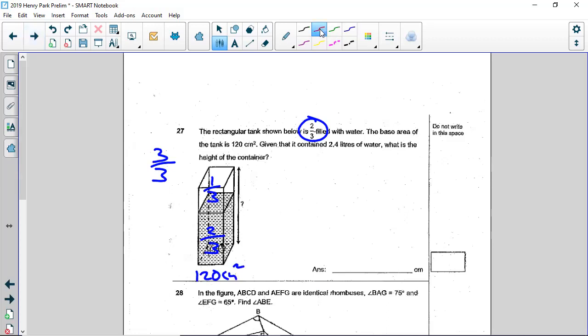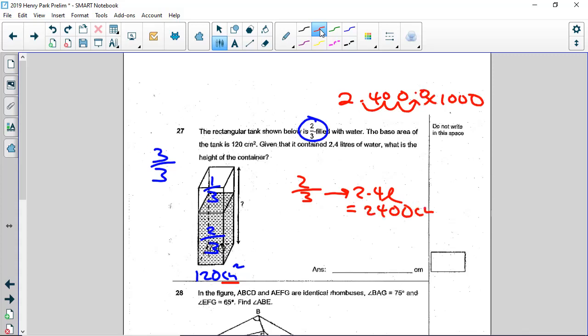What does that mean? It means that your 2/3 is 2.4 liters. And you will need to change it to cm cube because the base area is cm square. So change the liters into cm cube. So 2.4 times 1,000. You have to know how to shift the decimal point to the right. So 1, 2, 3. And so that will be 2,400 cm cube, right? And that is 2 units. So 1 unit, you divide by 2, you will get 1,200 cm cube.